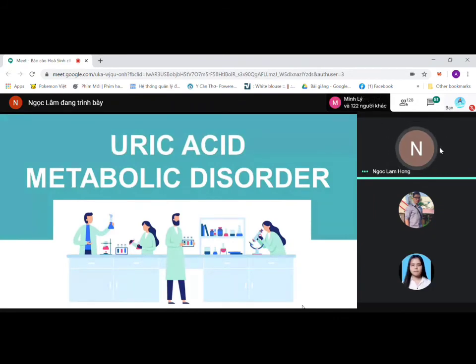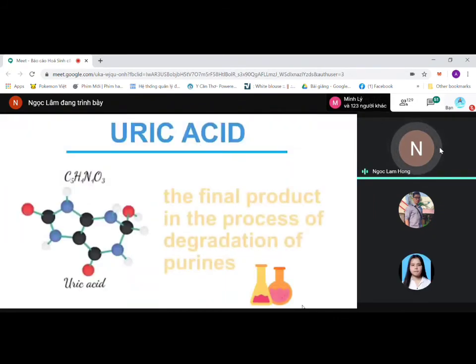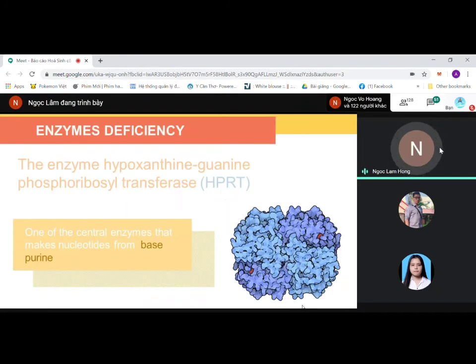So we should find out the definition of uric acid. Uric acid is the final product in the process of degradation of purine from plants, red meat, seafood, and alcoholic beverages. The enzyme deficiency is hypoxanthine-guanine phosphoribosyltransferase, which we can call HGPRT for short. It's one of the central enzymes that make nucleotides from purine bases.